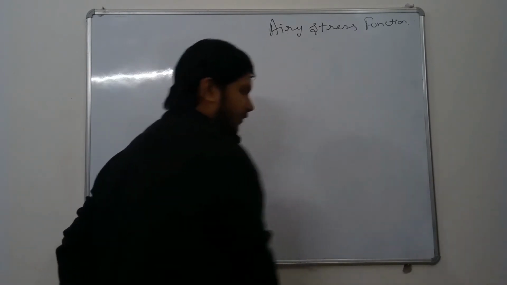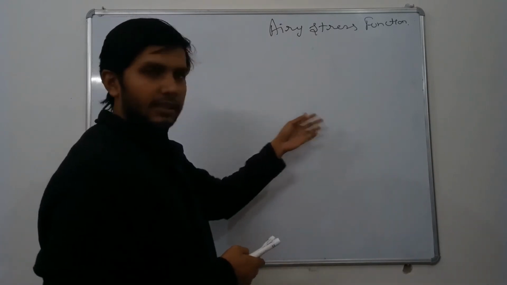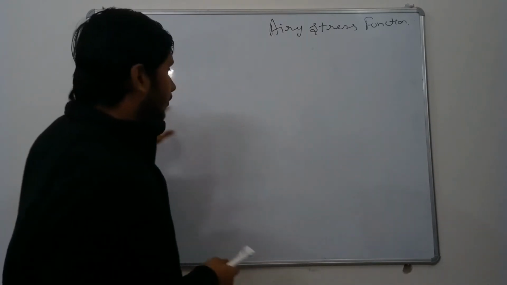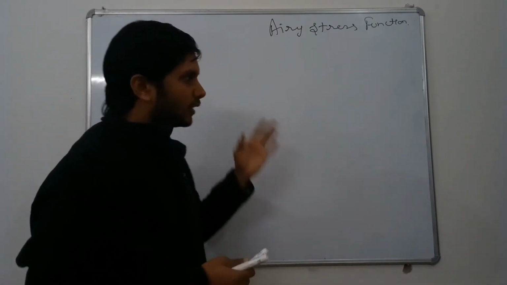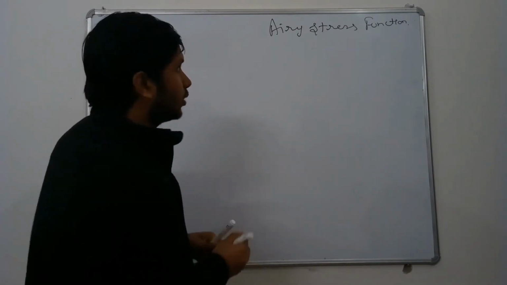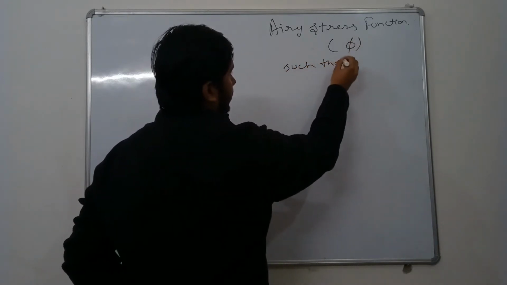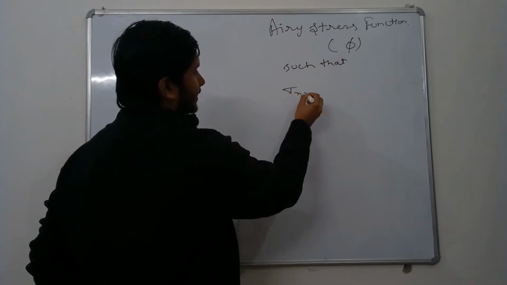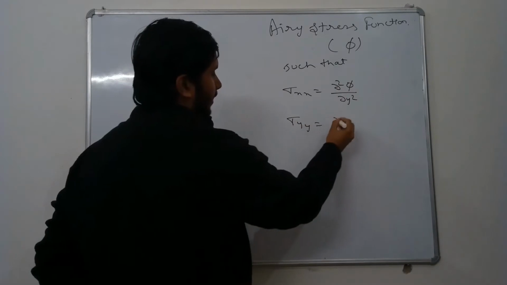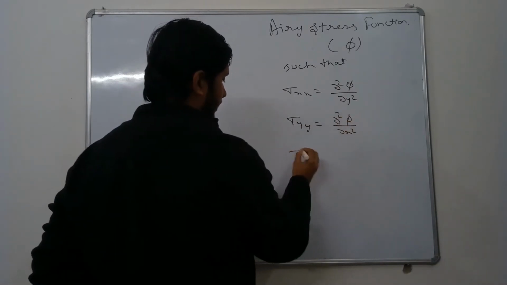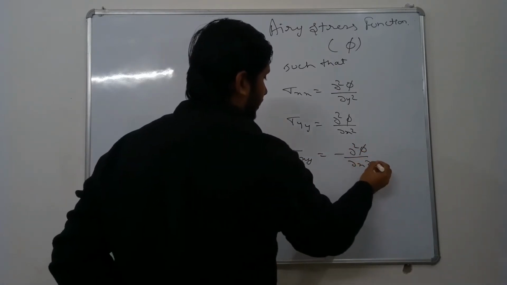Fine. So if you want to derive the Airy stress function, you can just use one compatibility equation for planar stress and two equilibrium equations, and you can formulate the values and you will get the Airy stress function. So the Airy stress function is a function phi such that sigma xx equals del square phi upon del y square, sigma yy equals del square phi upon del x square, tau xy equals minus del square phi upon del x del y.